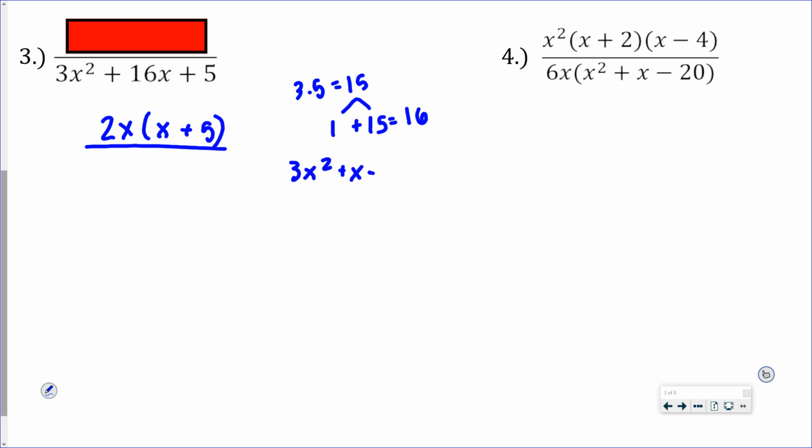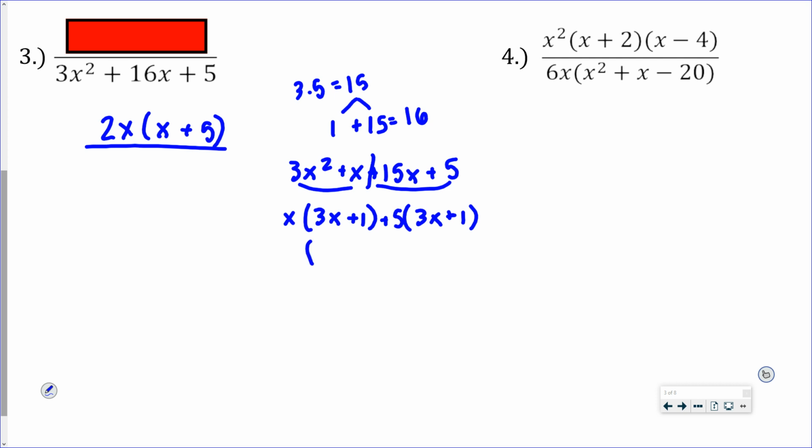Doesn't matter what order you put them in. But I'm just splitting up 16x into those two numbers, 1x and 15x. And now we factor by grouping. Out of my first group, I could just factor out an x, and I'd be left with 3x plus 1. Then I ask myself, what could I factor out of my second group to be left with 3x plus 1? Positive 5, so I like to write plus 5 there. Factor out the 3x plus 1s, and that leaves me with x plus 5.